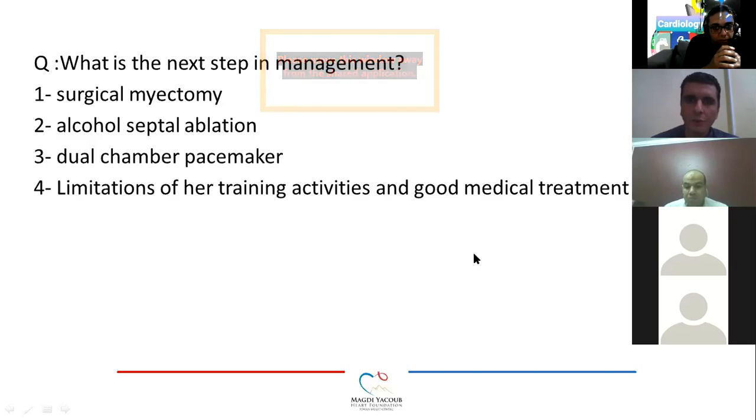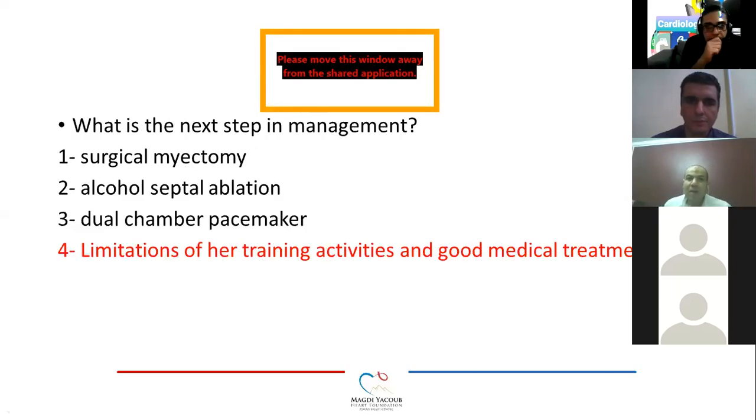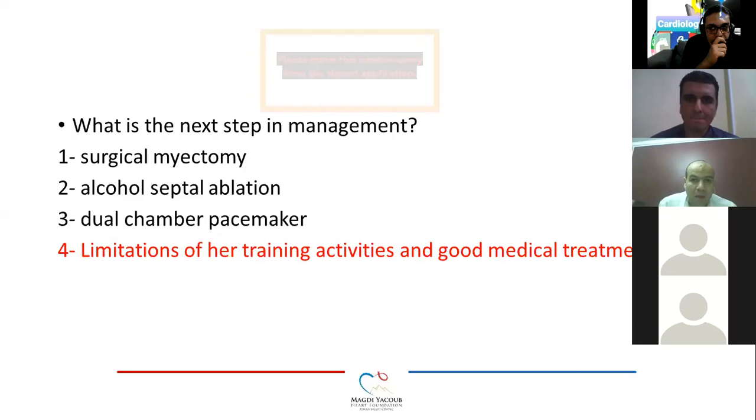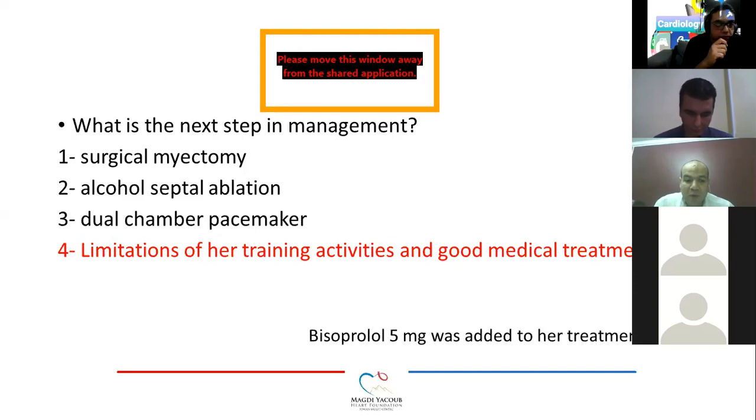So we have multiple answers for one, surgical myectomy. What do you think? I think the correct answer is not one. It's very important to know that the first step in any patient with HCM who comes complaining is to limit his activity if he's doing competitive sports and to start medical treatment. Many patients, when you start medical treatment, become less symptomatic or even improve markedly just by decreasing the heart rate with beta blockers or calcium channel blockers. So the best answer here, from my point of view and from the guidelines, is good medical treatment and limitation of the training activities.